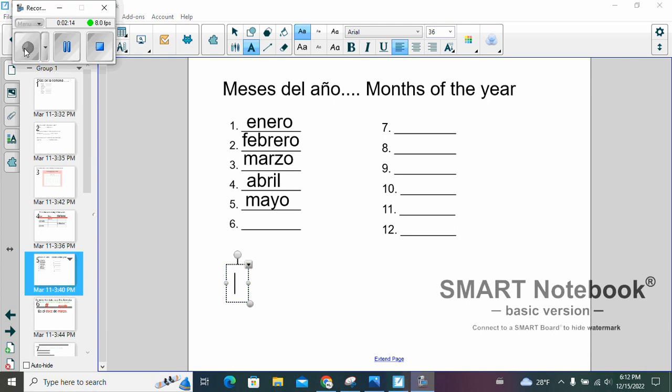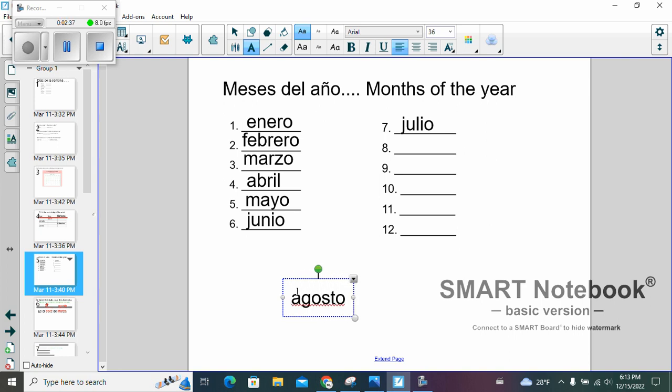After May, we have June, junio, junio, and the J sounds like an H in junio. And July is julio, julio. And then we have August, agosto, agosto.